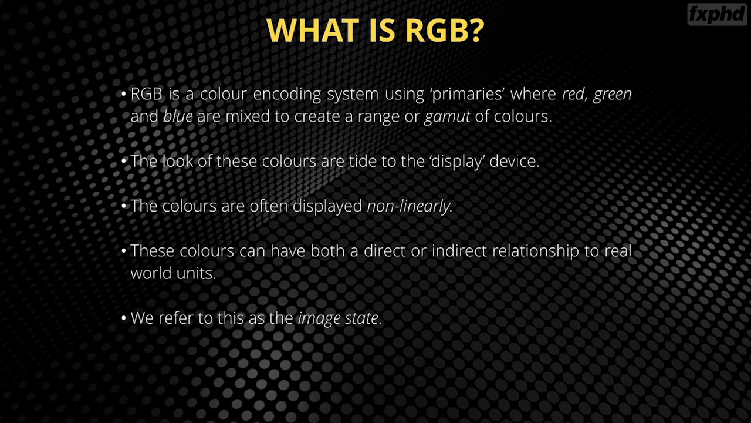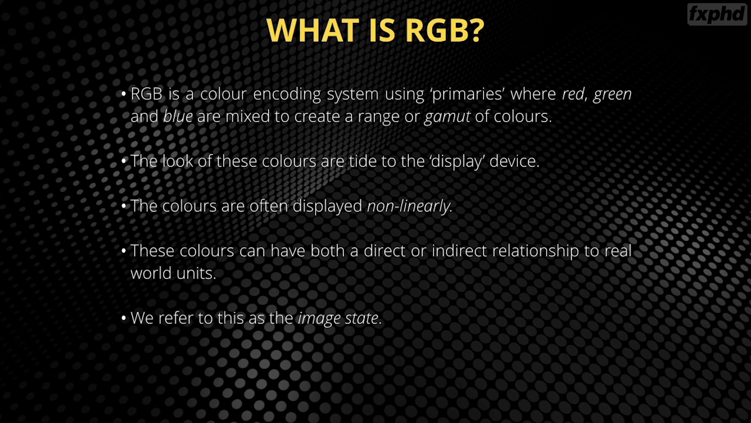So RGB is basically a color encoding system that uses primaries where red, green and blue are mixed to create a range or gamut of colors. So that's what RGB is. It's the primaries that basically create the gamut or range of colors. The look of these colors are tied to the display device, and colors are often displayed in a non-linear way. So when we have a monitor that you're probably looking at this video on, what you're almost certainly going to find is that monitor is working with a sRGB value.